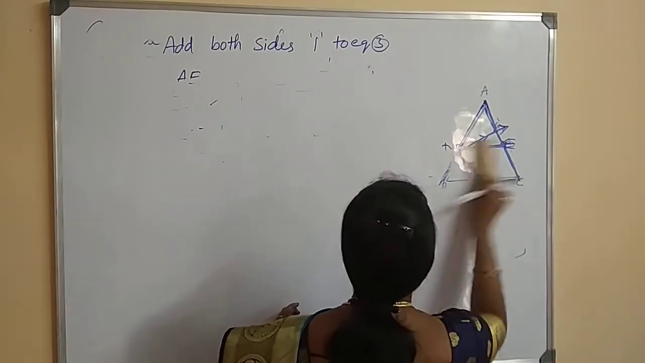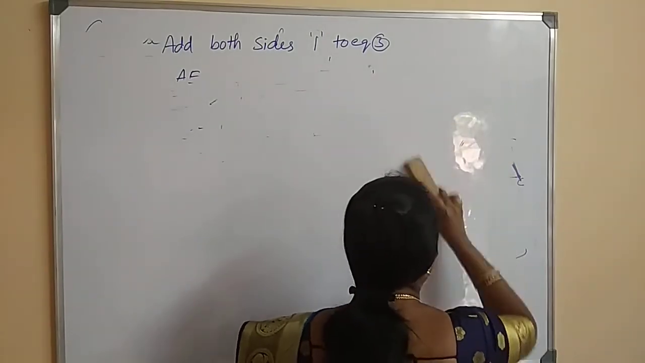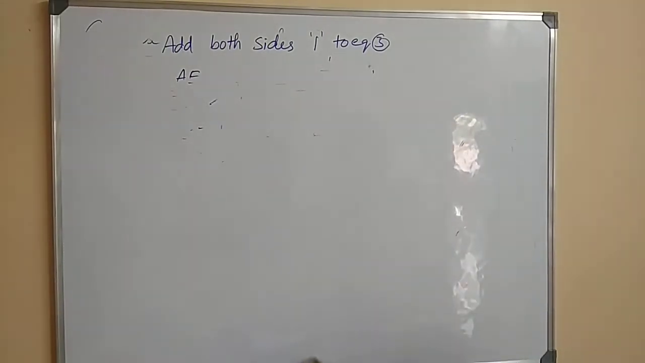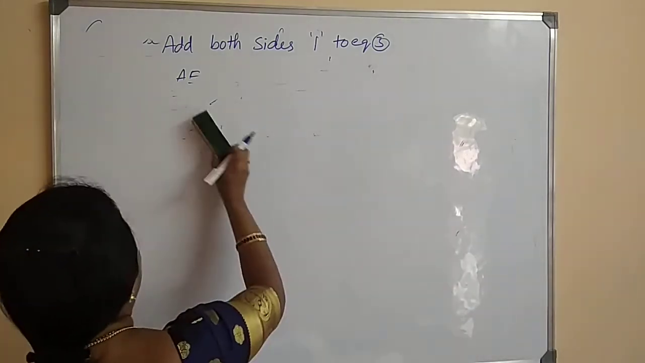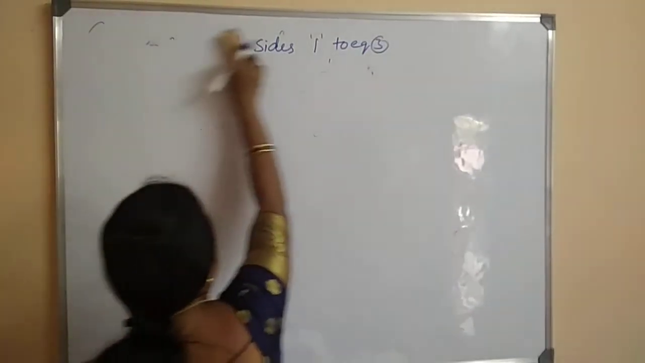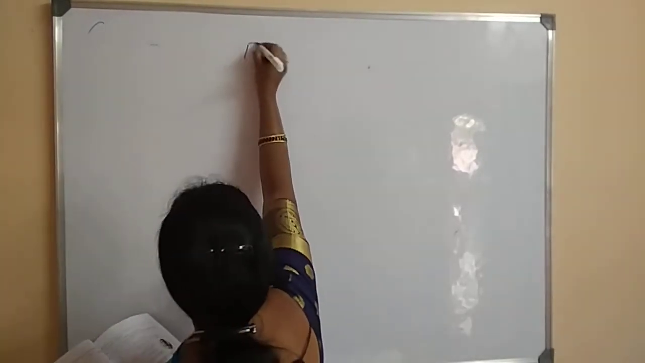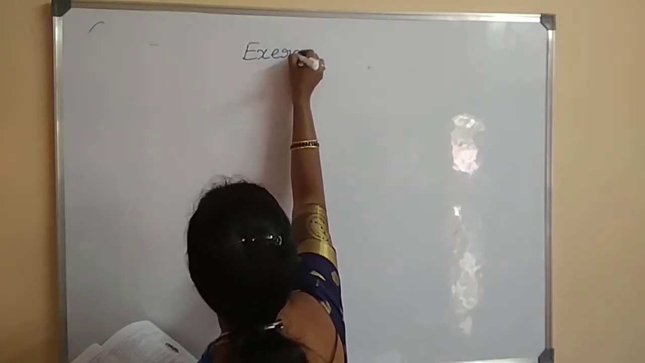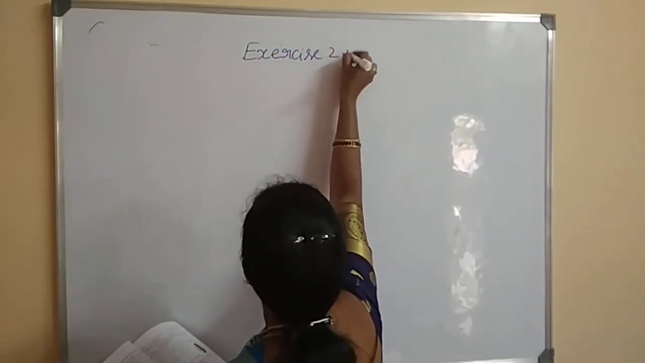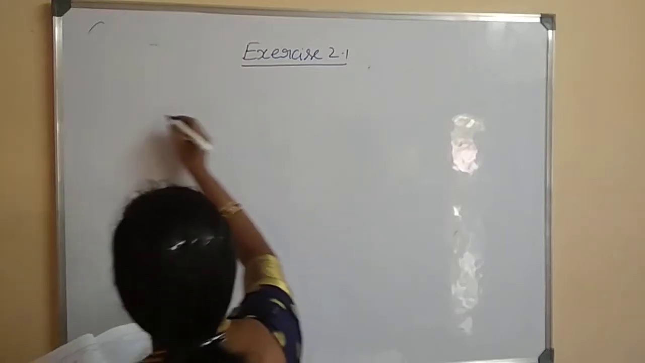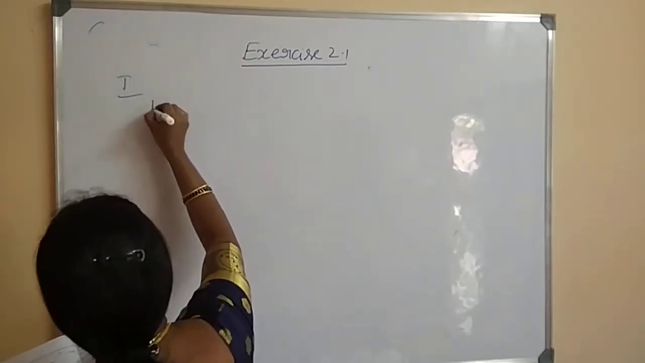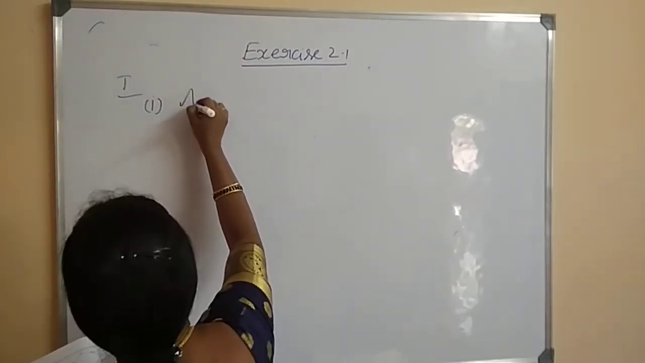And next 2.1 exercise. Actually yesterday I have explained very clearly about similarity. Now you can, by seeing the fill-ups itself, you can answer that one. See here, 2.1 exercise. Exercise 2.1. Fill in the blanks. Very important 1 mark questions.